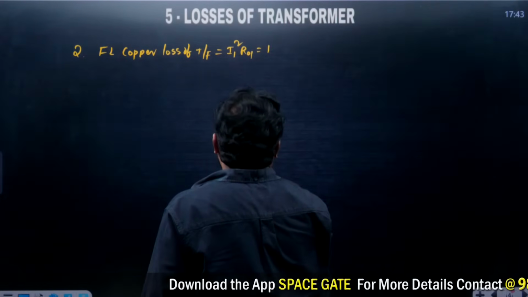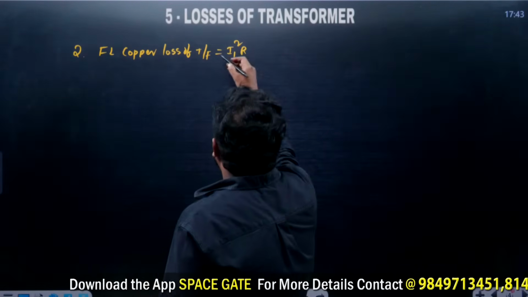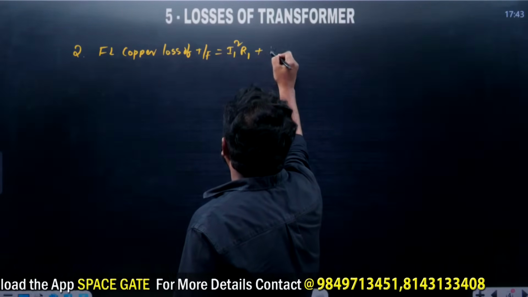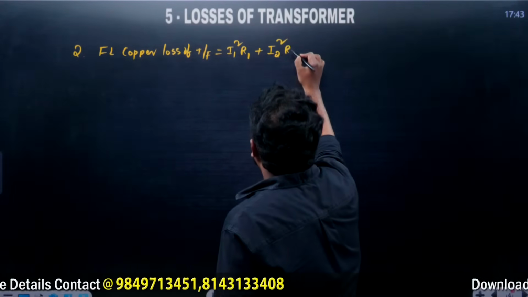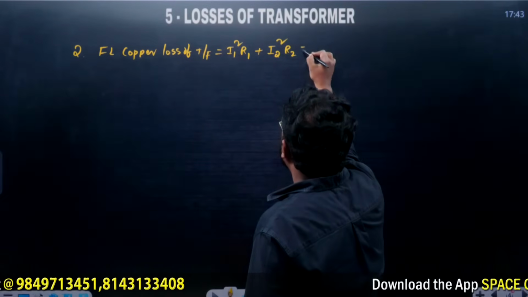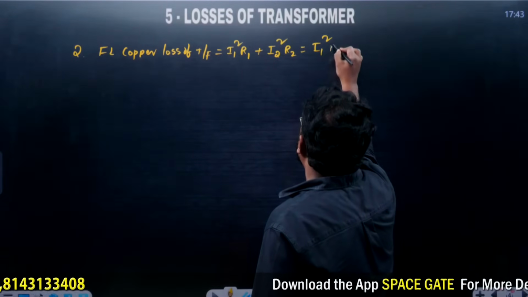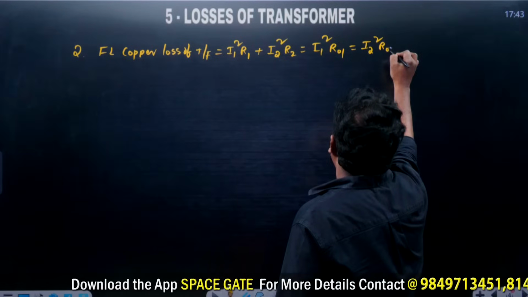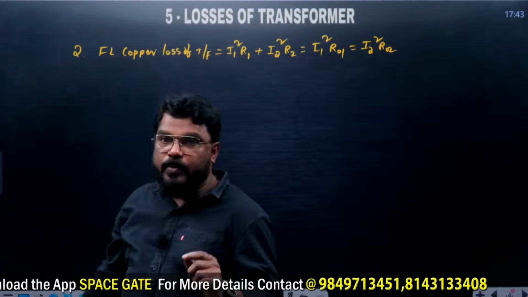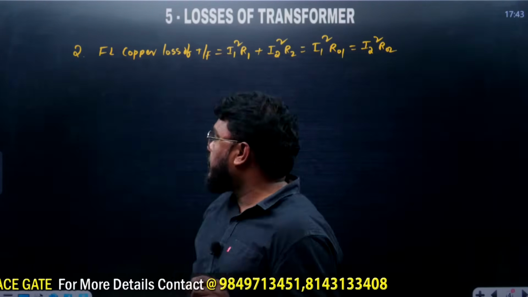So first one, total copper loss of transformer: copper losses in the primary winding plus copper losses in the secondary winding of the transformer. This is I2 square R02, which is also equal to I1 square R01, and also equal to I2 square R02. So this is the formula to find out the total copper losses of the transformer.